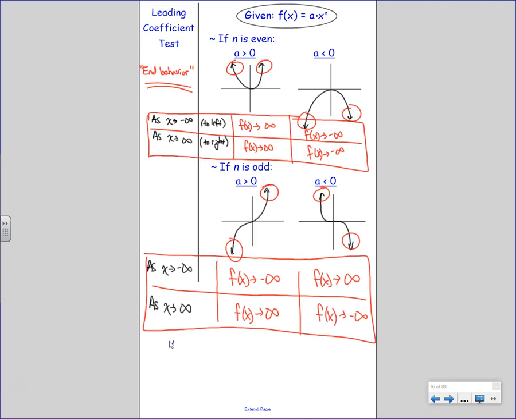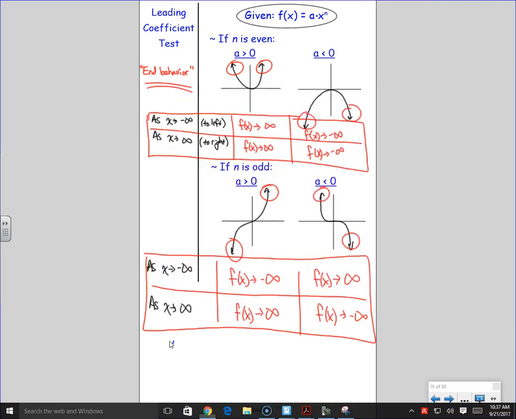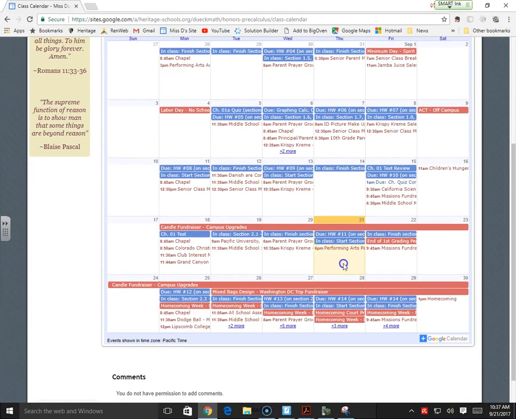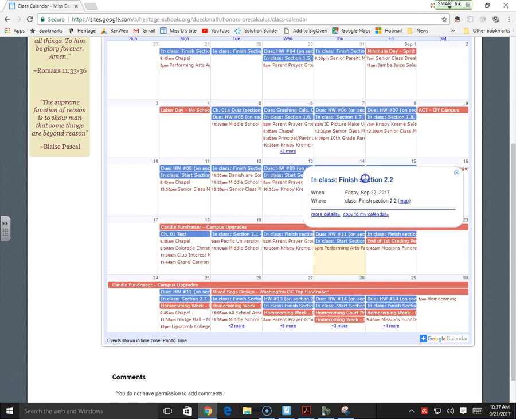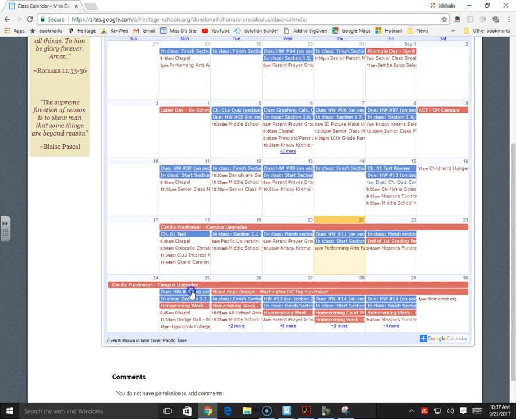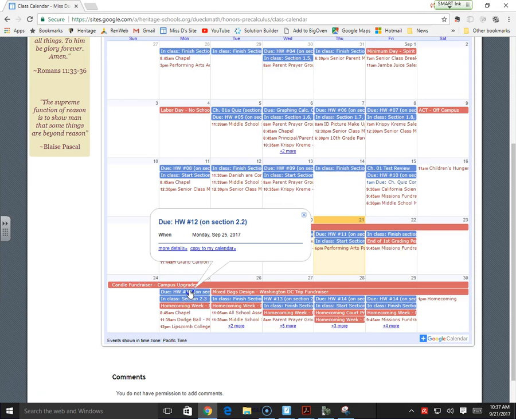Approaches. I'm going to go ahead and show you the calendar quick because I hear you guys all packing up. We started section 2.2 today. What was our goal? Graphs without calculators. To start! So, we did start. Yay, go team. What's our goal tomorrow? Finish. This one is not due until Monday. Bye guys, see you later.